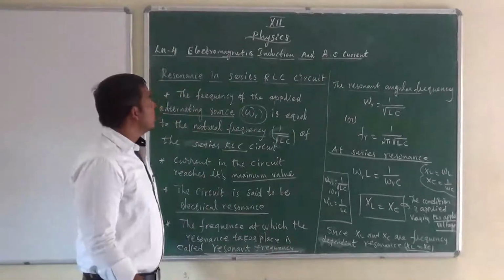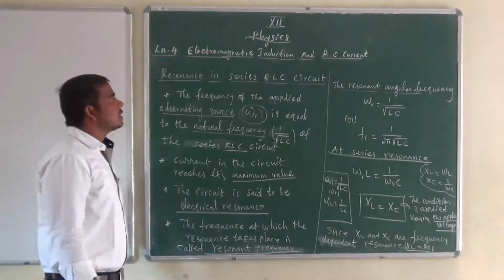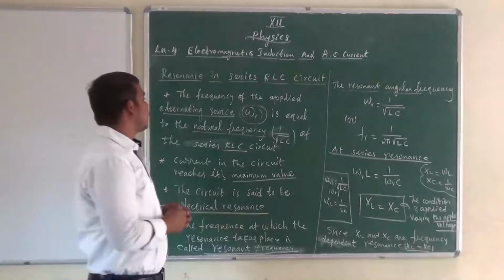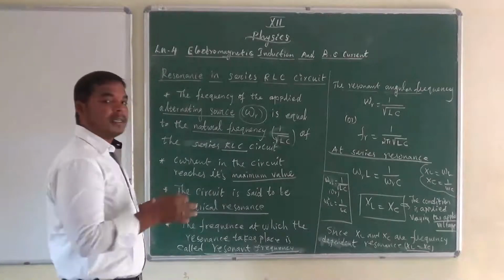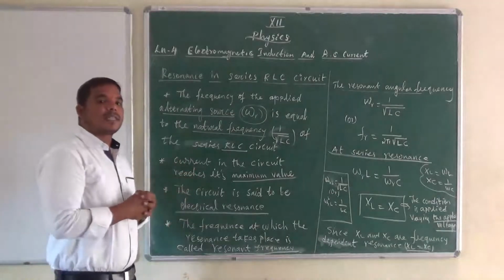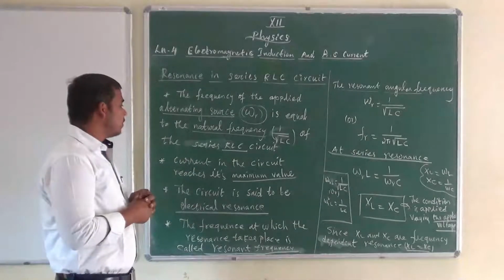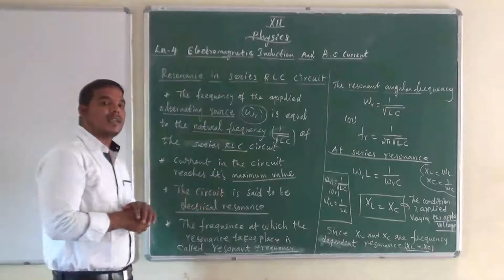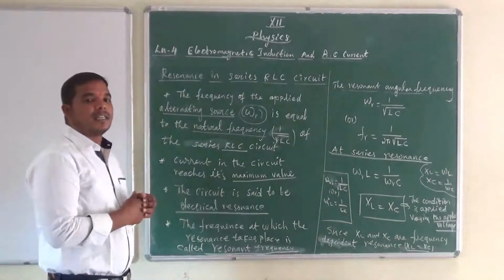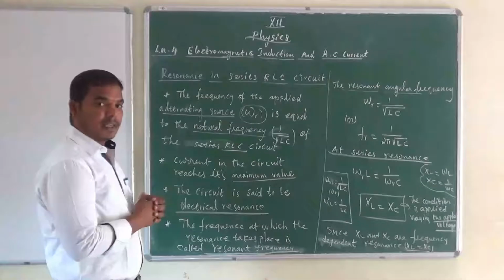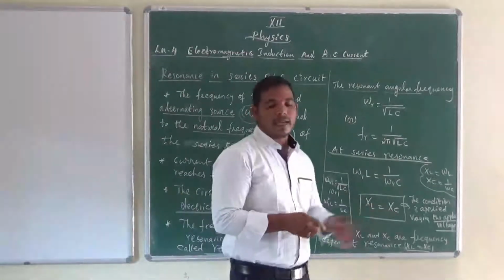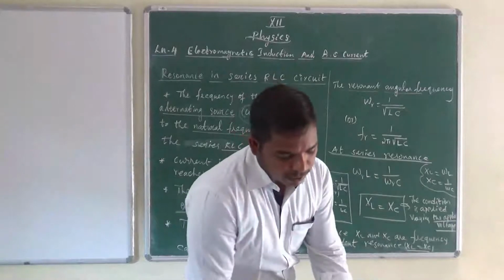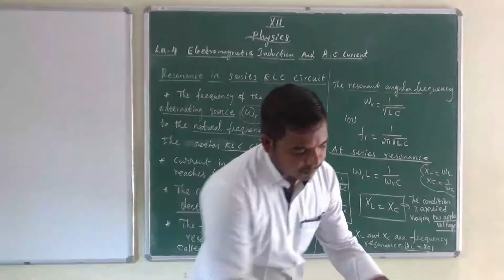Shall we continue? So once again, resonance in series RLC circuit: the frequency of the applied alternating source is equal to the natural frequency. At that time the current in the RLC circuit reaches the maximum value, which is called electrical resonance. The frequency at which resonance takes place is known as resonant frequency, when we get the final equation XL equal to XC. Next we are going to discuss the new topic.